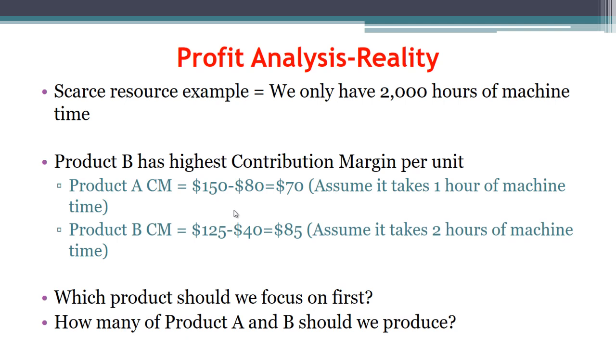Remember, product B had the highest contribution margin per unit of product. But again, under a scarce resource scenario, that's not our focus. Our focus is contribution margin per unit of scarce resource. In this example, that becomes contribution margin per hour of machine time. So the questions we're going to be asked are, which product should we focus on first, and then how many of both product A and B should we or can we produce?